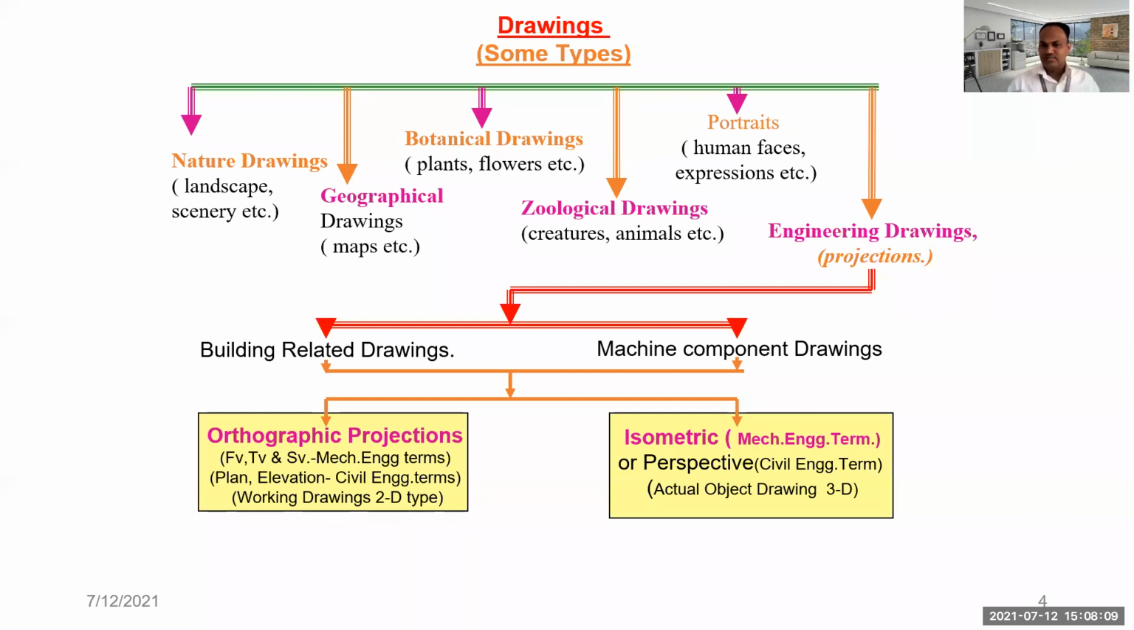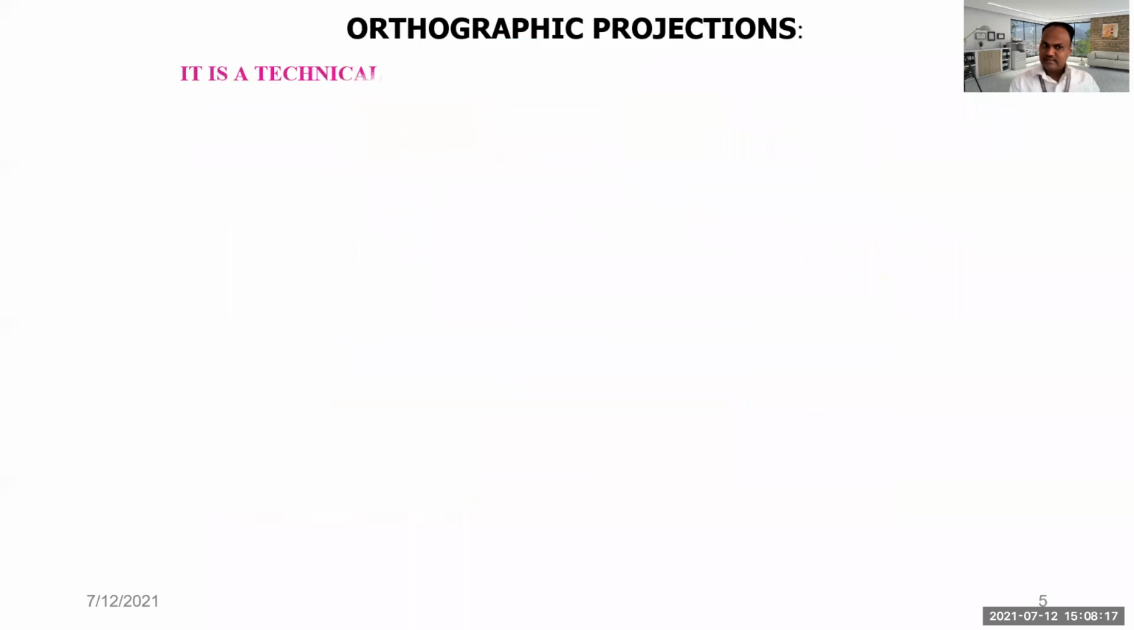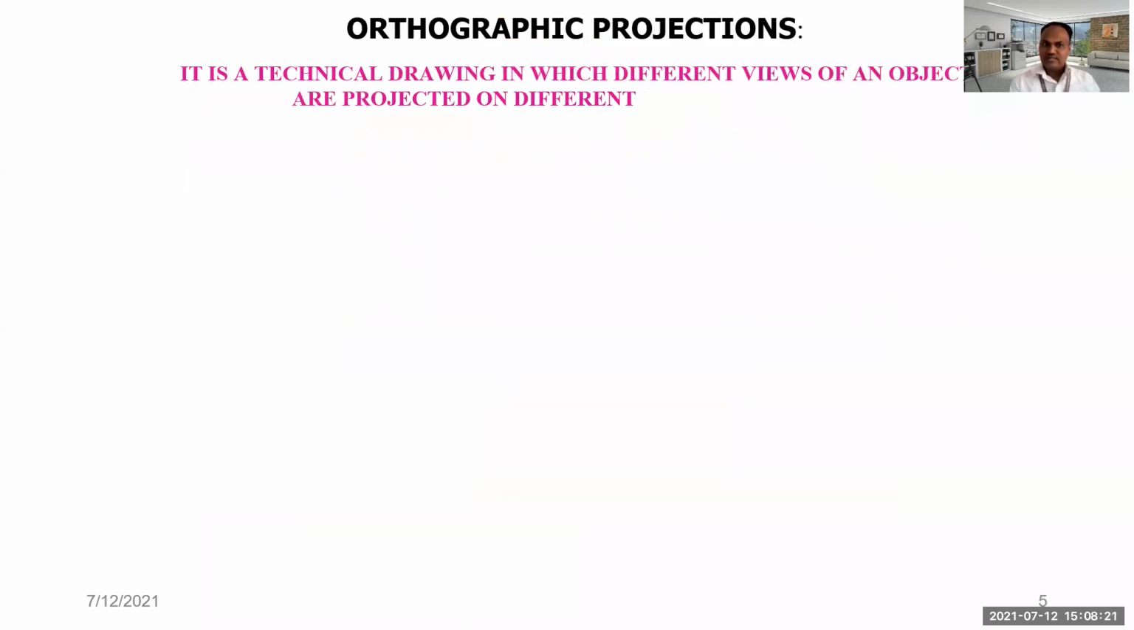We are going to see it in the next PPTs. So don't worry if you don't understand anything. I'm going to explain it again and again. It is a technical drawing. Orthographic projection is nothing but a technical drawing in which different views of an object are projected on different reference planes. So what are these reference planes?